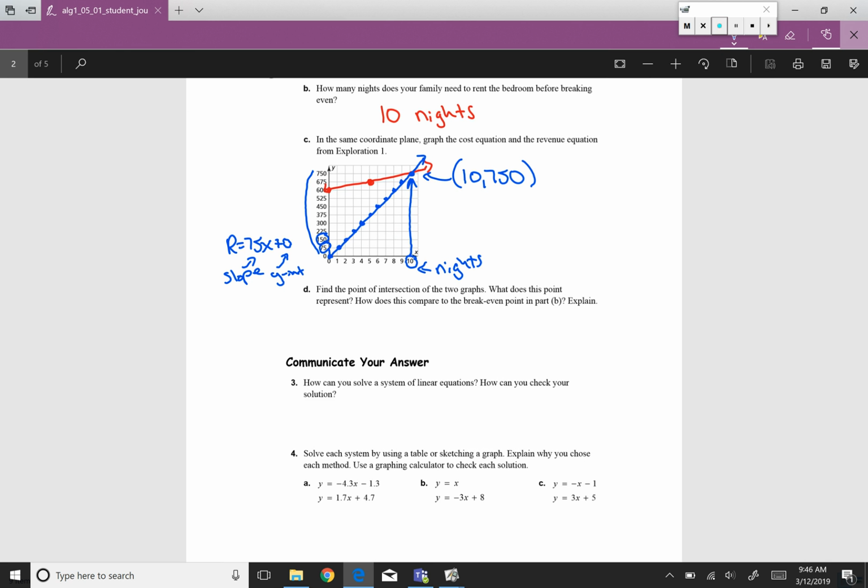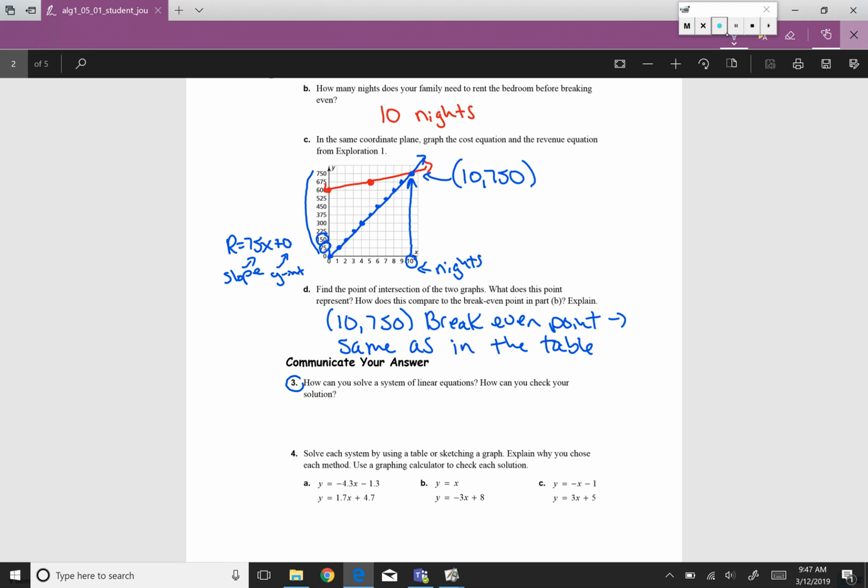So if we have the intersection point, we can fill that in part D. Found the intersection point. What does that intersection point represent? We just talked about that. This is our break-even point. It's the same as it was in the table. So where our numbers matched up in the table, our 10 nights, $750, is the same place where our two graphs intersect.